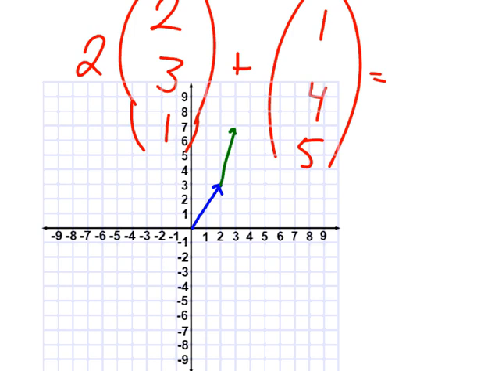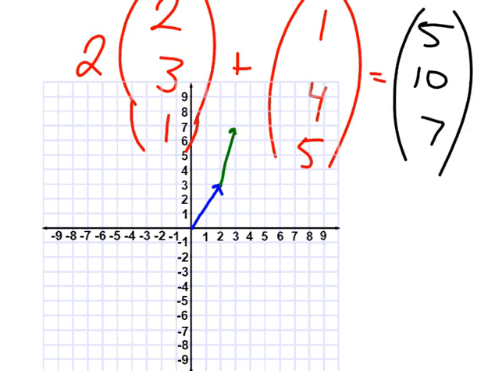Okay. Did you get 5, 10, 7? Raise your hand if you got that. Okay, good. And you kind of caught up. Now, what we're going to be doing is 3D vectors.